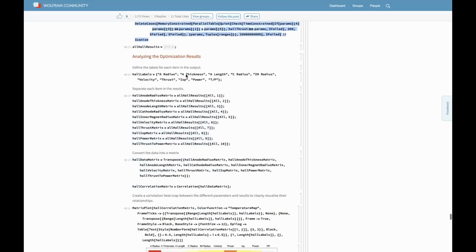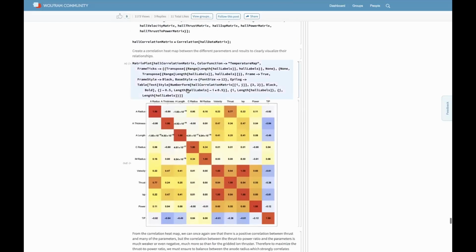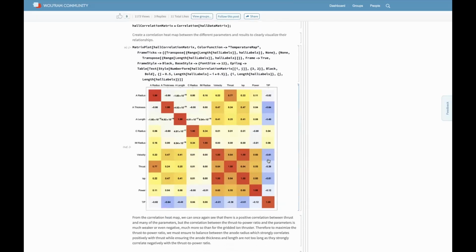And then using the results, I once again created another correlation matrix, and much more similarly, there's a much higher negative correlation between the anode thickness and the thrust to power consumption ratio. There's also a negative correlation between velocity and thrust to power ratio, which shows that the lower the velocity, the better the thrust to power consumption ratio will be. That is quite interesting because it shows that if you're trying to increase the velocity and thrust, you can't really increase the thrust to power consumption ratio much.